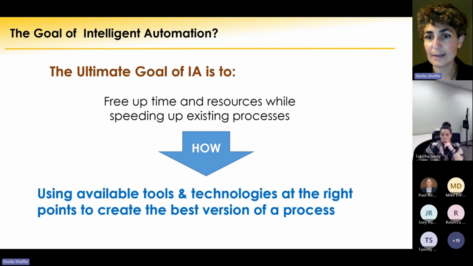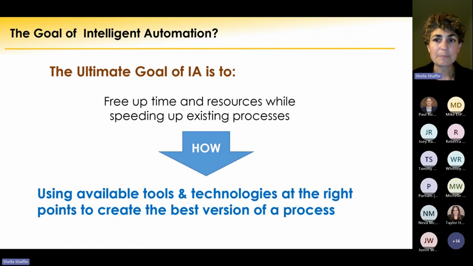And how it does that, this is kind of like the secret sauce of what makes intelligent automation initiatives successful, is the combination of knowing which tool to use and where to use that tool in the process in order to make it its best version. And the only way you will be able to get here is, unfortunately, by just practice.